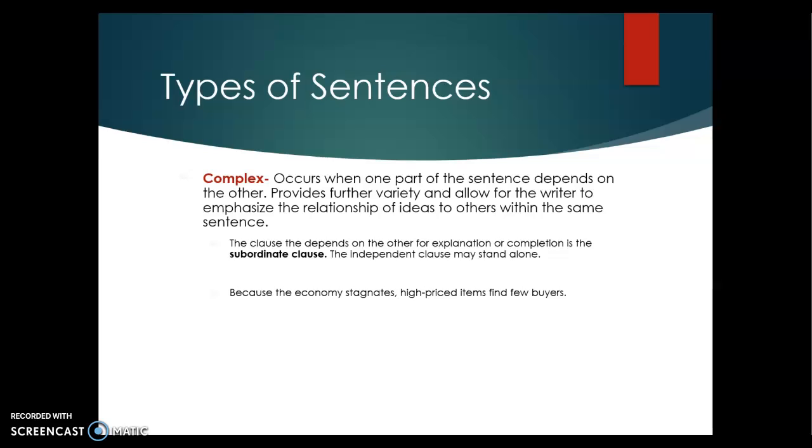We have our subject, we have our predicate, but the subordinate clause that precedes that main clause, because the economy stagnates, provides the essential contextual details we need to further understand why high-priced items find few buyers in this context of this sentence.